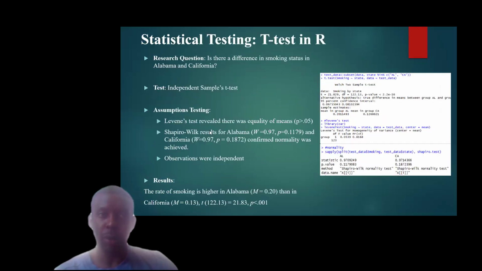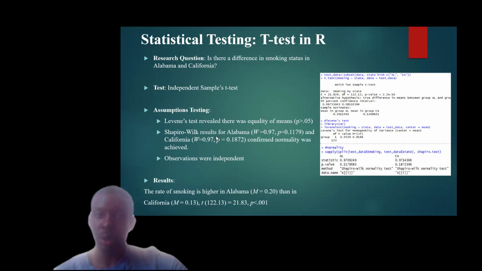The next is my statistical testing, the t-test in R. The research question was: is there a difference in smoking status in Alabama and California? The test was an independent samples t-test. Assumption testing: Levene's test revealed equality of variances, with a p-value greater than 5%.